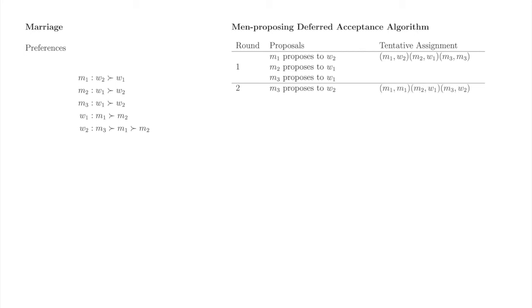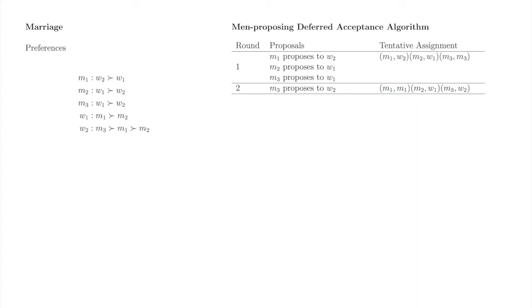The tentative assignment changes because W2 rejects M1 and holds M3. W2 held a proposal from M1 and received a proposal from M3. She prefers M3 to M1, so she rejects M1 and holds M3. M1 is now tentatively single.